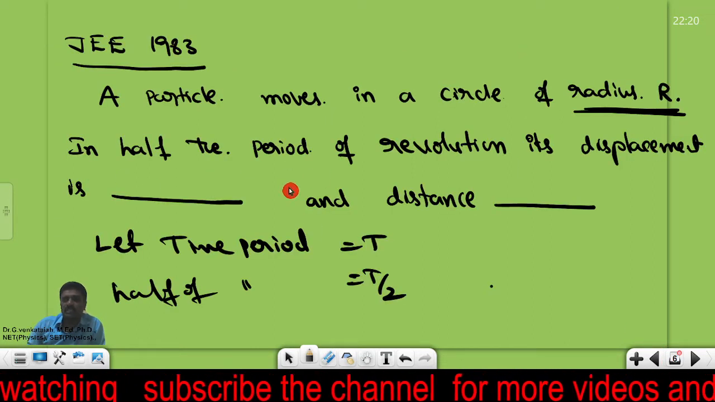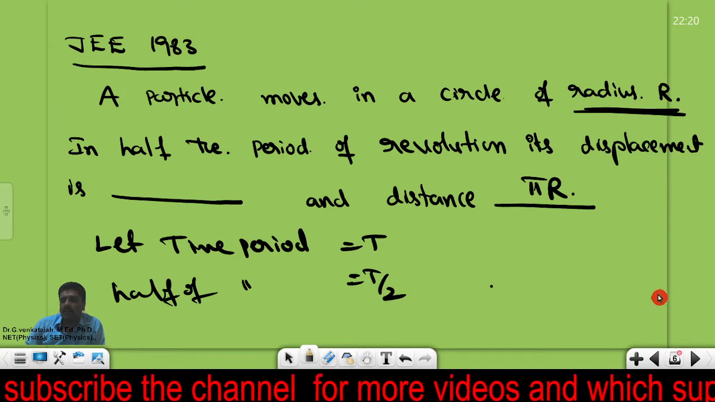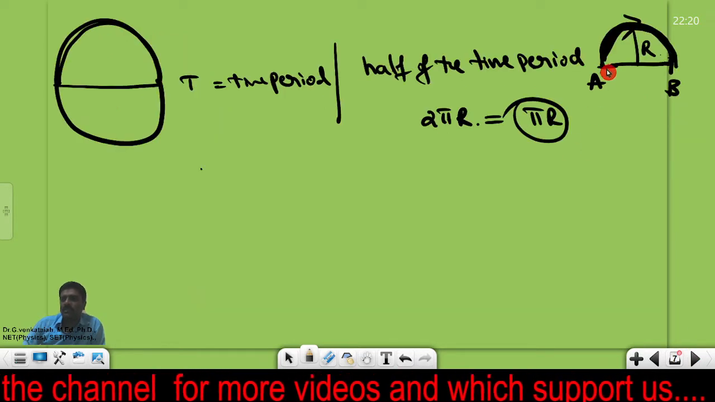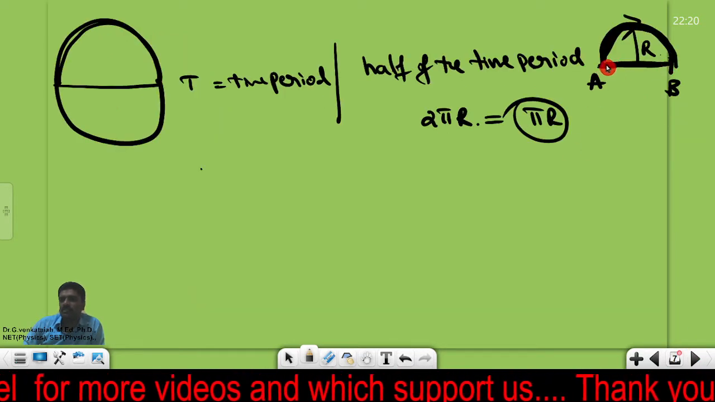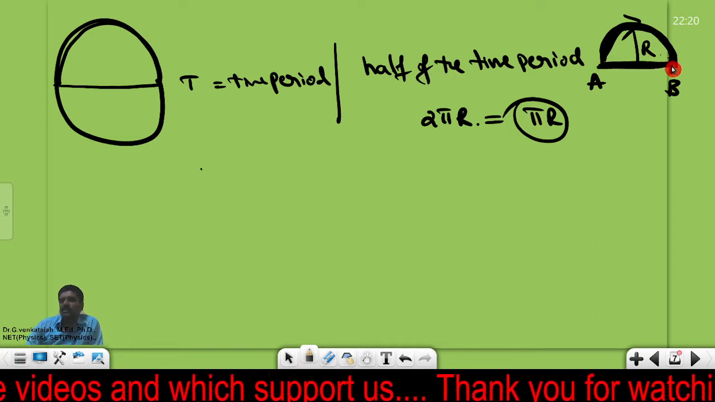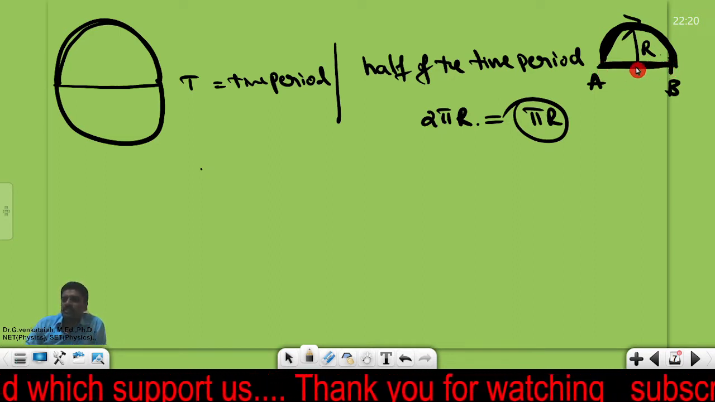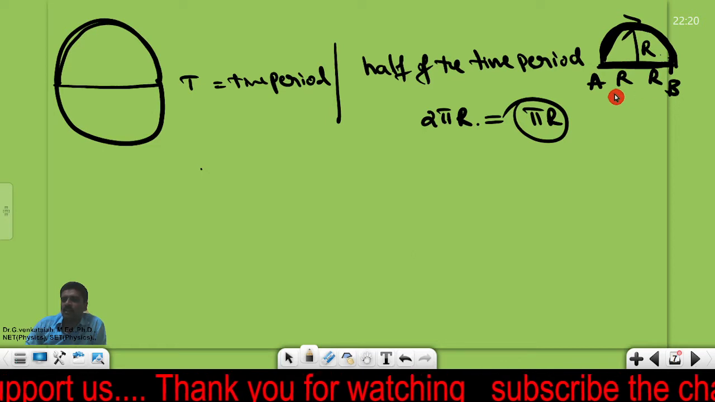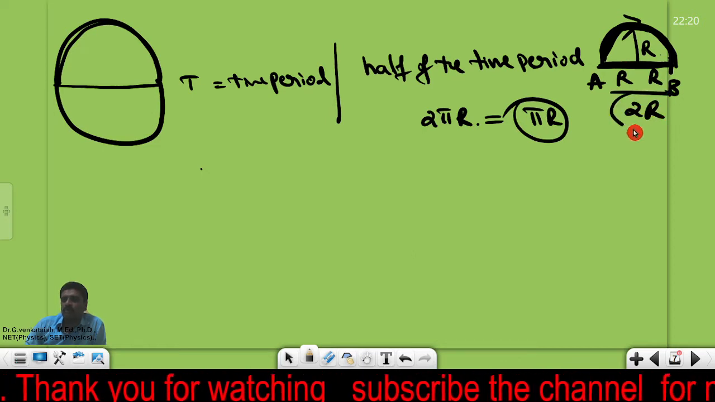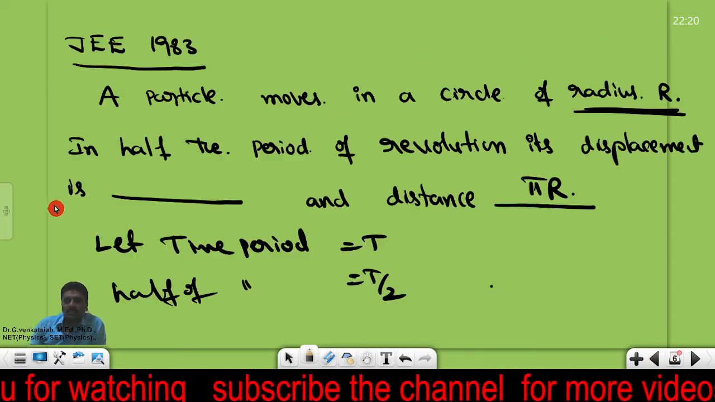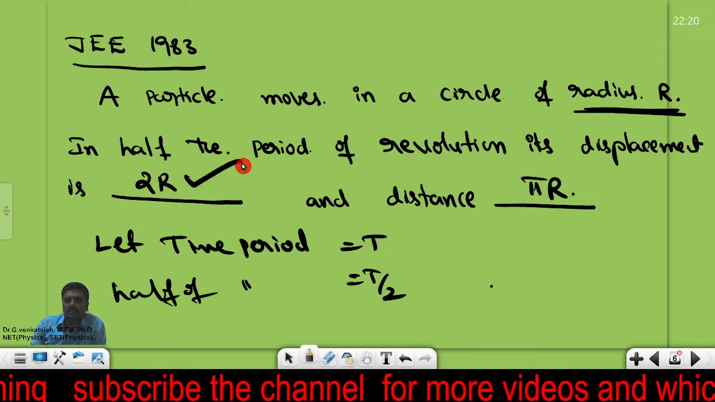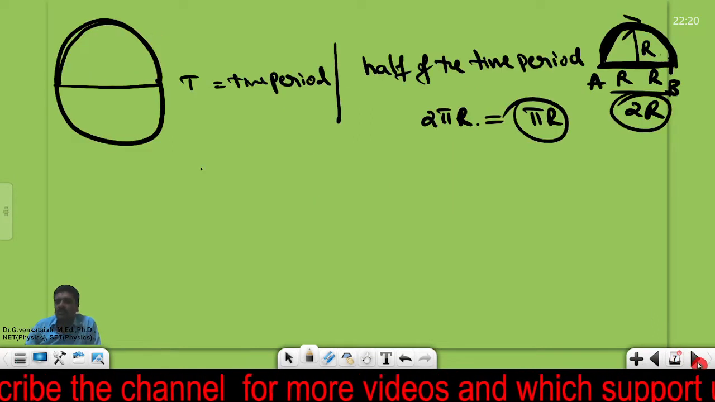So what is the distance? Distance is equal to pi r. What is the displacement? Will you please look at this one? Displacement means the final position minus the initial position, the shortest path of the object. So in this one, this is r, this is also r. How much distance does it have? 2r. 2r is the displacement. This is the formula. Now let me go to another problem.